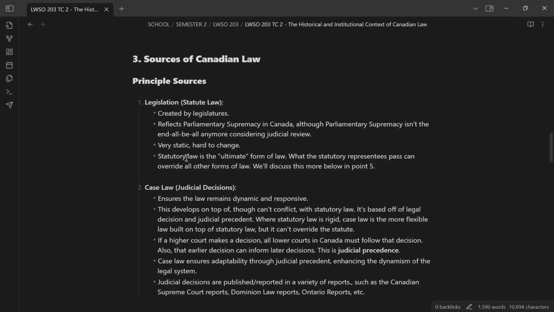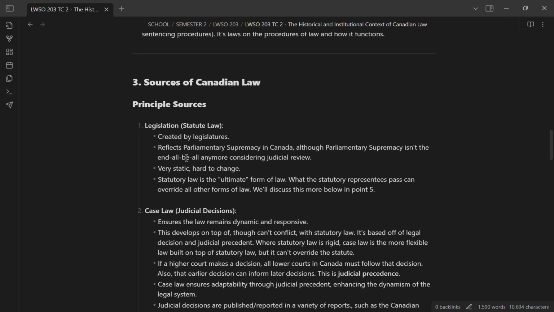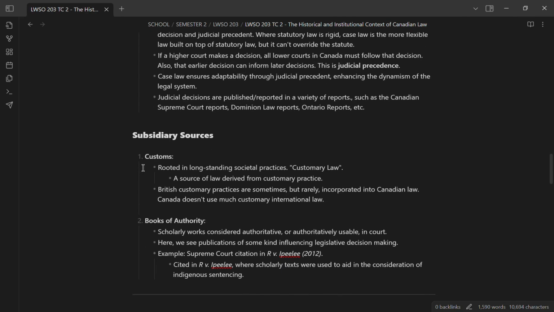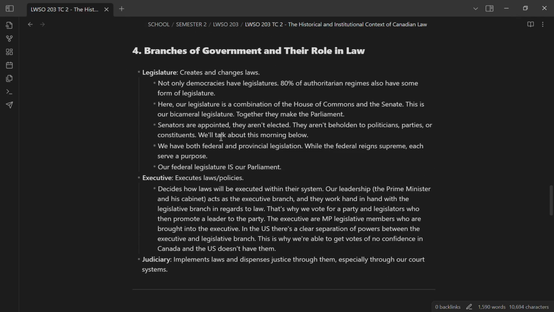Just to go through that again, of our sources of Canadian law, we have two principal sources and two subsidiary sources. Our two principal sources are legislation or statute law, very rigid, hard to change, ultimate authority, and case law or judicial decisions, very dynamic, built on top of statutory law. It's there for the purpose of being able to influence lower courts through judicial precedents and be dynamic and changing. And then our subsidiary sources are customs, so customary law, which we don't really do much of, and books of authority, or scholarly work that is usable in court.